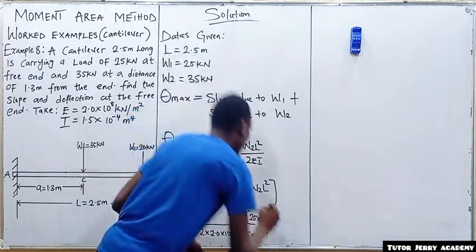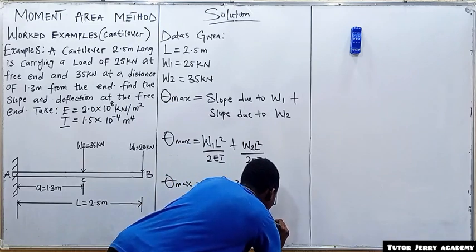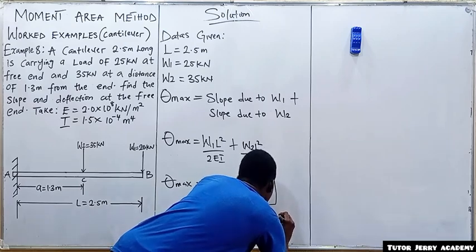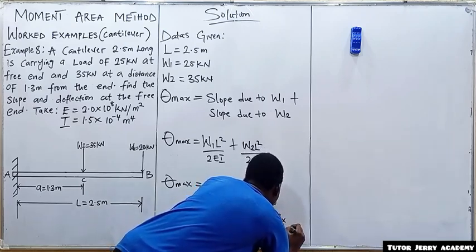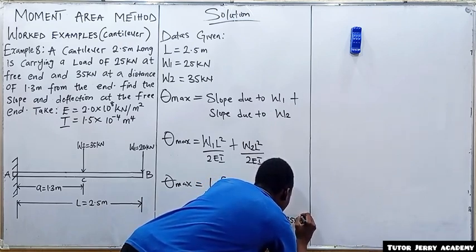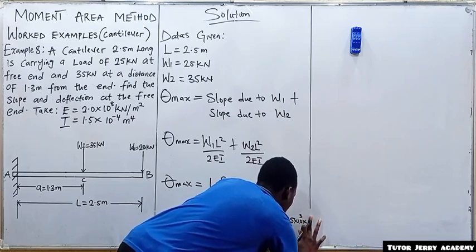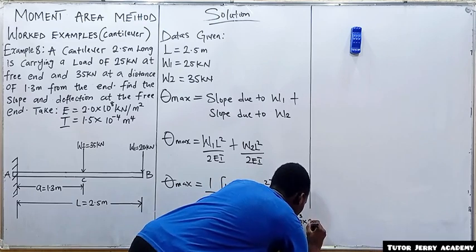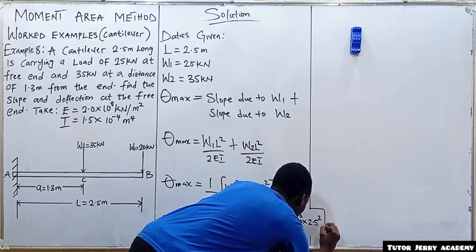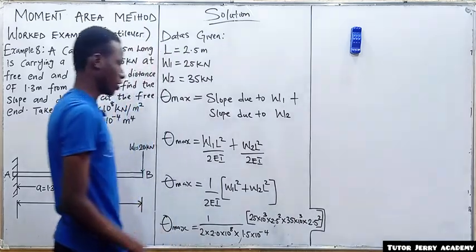Our L is 2.5, all to the power of 2, multiplied by W2. W2 is 35 kilonewton, times 10 to the power of 3, times 2.5, all to the power of 2. So this is what we have.